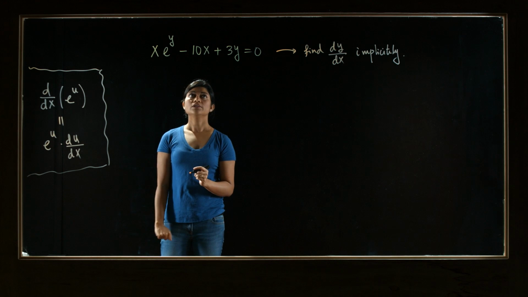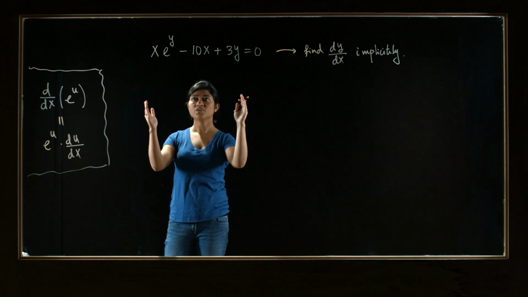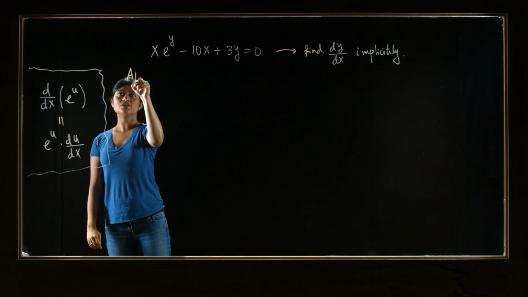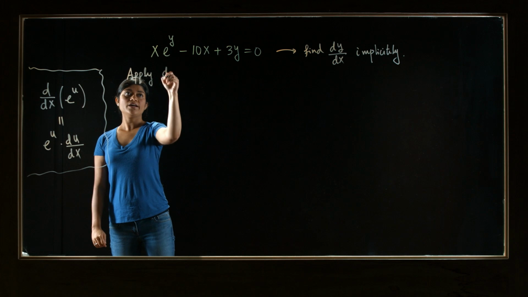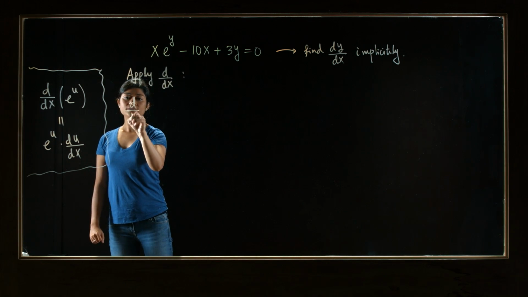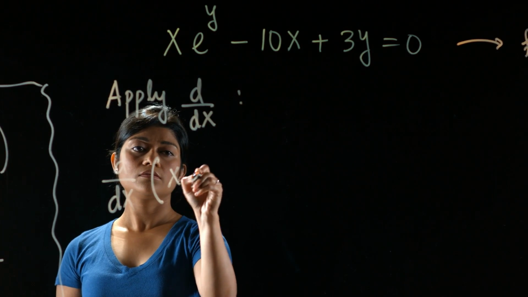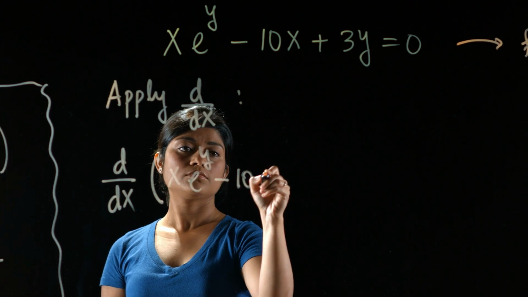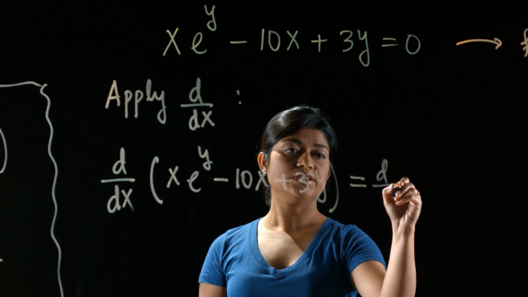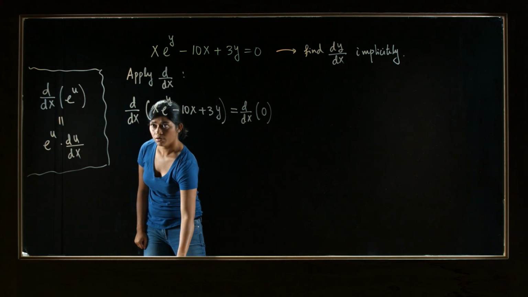And let's come back to our equation. So we have to calculate dy dx. The first thing you should do is apply d dx to both sides of the equation. So what do I mean by that? Take d dx of the left side of the equation, and that is equal to the d dx of the right side, which is 0.